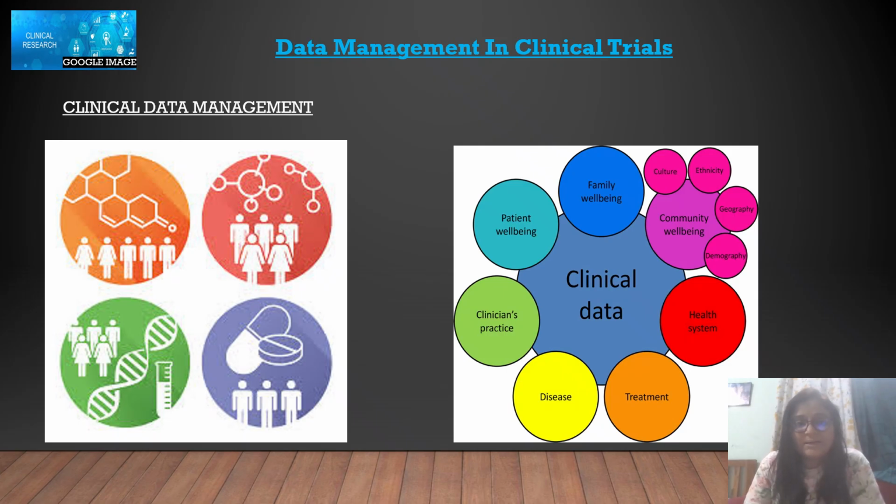To understand clinical data management, I have added two pictures from Google Images. When we talk about the clinical, obviously things related to patients, medicines, and disease all come to our mind. This picture shows what clinical is. And if we talk about clinical data, obviously it is the data of the patient, data of the disease, data of the symptoms. All these things are clinical data.